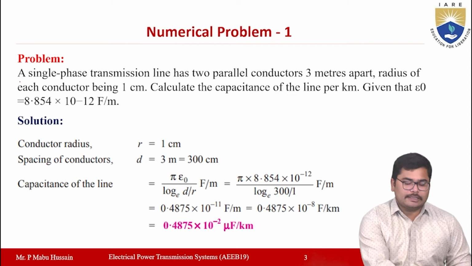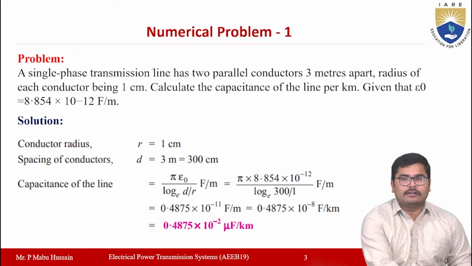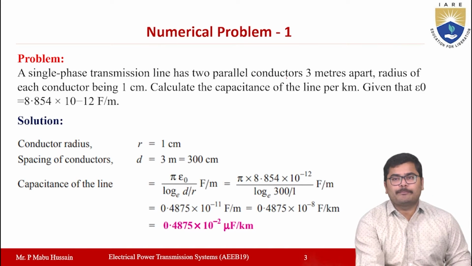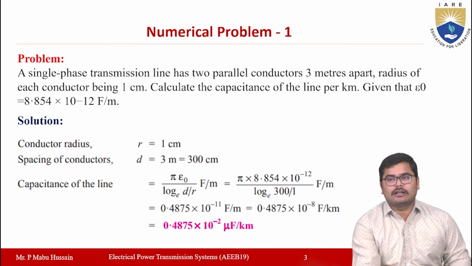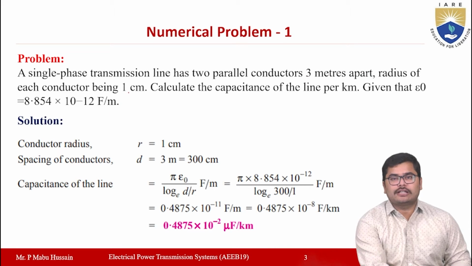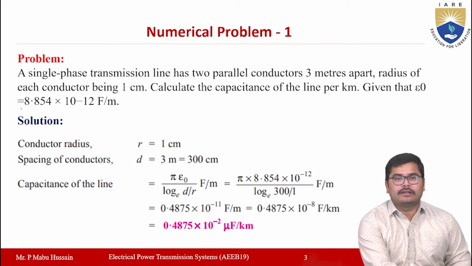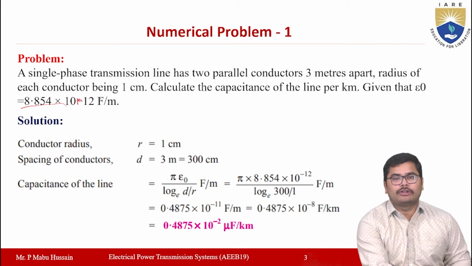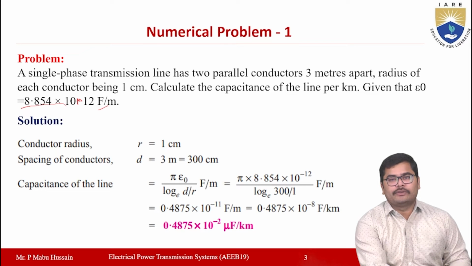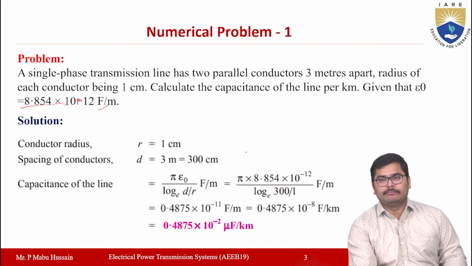The problem here is that a single phase transmission line has two parallel conductors 3 meters apart, with the radius of each conductor being 1 centimeter. Calculate the capacitance of the line per kilometer. Given that epsilon naught is 8.854 into 10 to the power of minus 12 farads per meter.